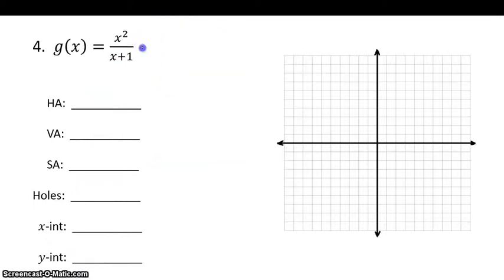Okay, the last one. This one we can't factor anything, so I'm left with this. And we can't cancel anything, so then that tells you that there are no holes. Vertical asymptote, look at the denominator, so vertical asymptote is x equals -1. Horizontal asymptote, the top is bigger than the bottom degree, so then there is no horizontal asymptote, but this is one where we do have a slant asymptote, because the top degree is bigger than the bottom degree by 1 unit.